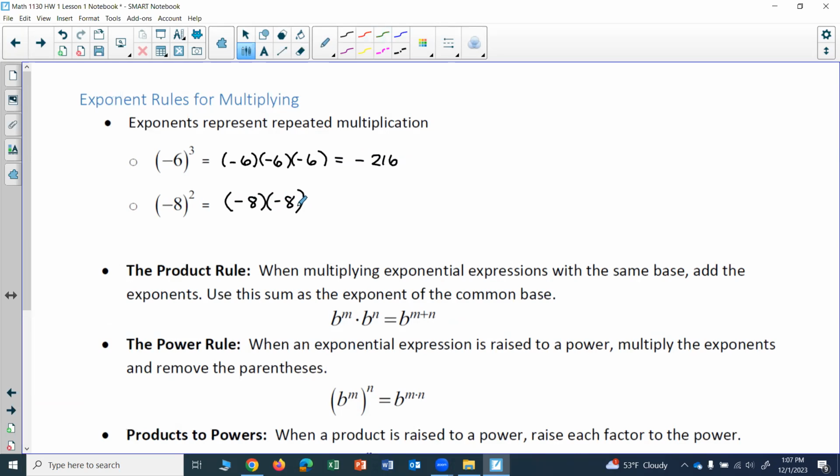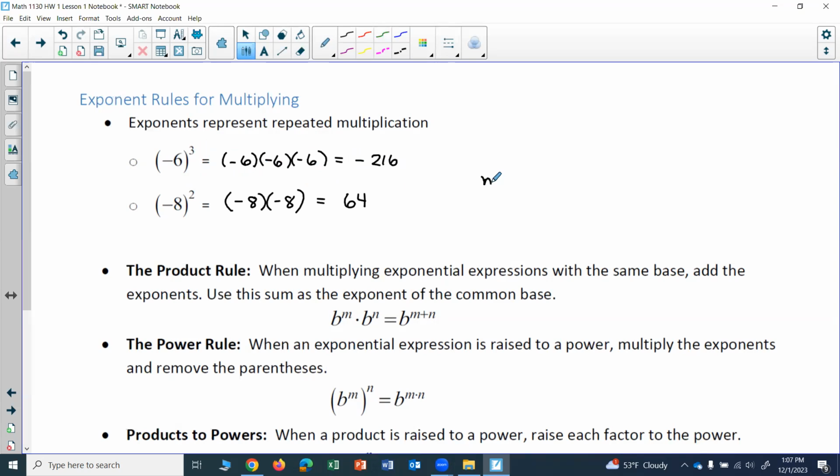Now I have -8 squared, which would be the same as -8 times -8. Now I know 8 times 8 is 64, and a negative times a negative gives me a positive, so this would actually come out as a positive 64. Notice that when I had an odd exponent, and I had a negative raised to that odd exponent, the result was negative. But when I had a negative raised to an even exponent, the result was positive.